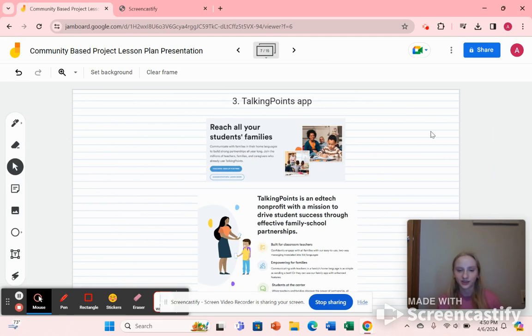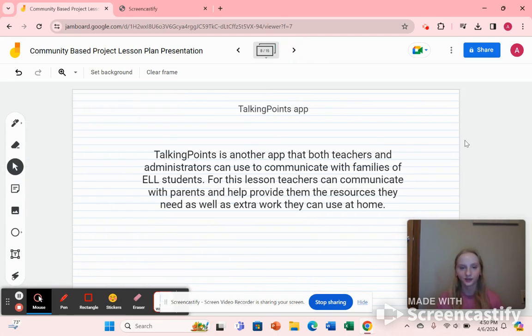The third piece of technology is called the Talking Points app. This is another app that both teachers and administrators can use to communicate with families. For this lesson, teachers can communicate with parents and help provide them with resources and extra help that they need to help their student when they're not at school, to help them kind of help their English abilities.